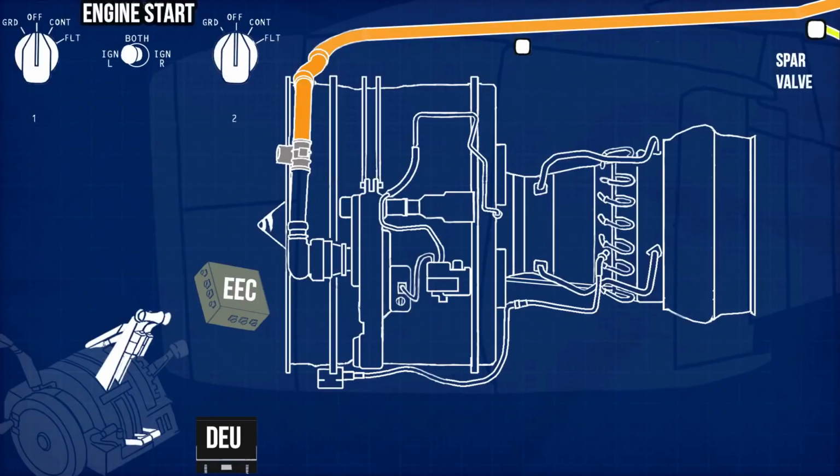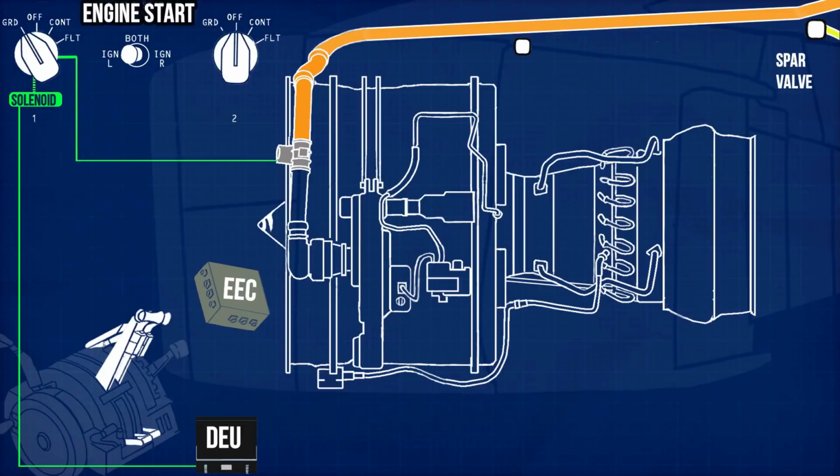Now that the engine is configured for start, turn the engine start switch to ground start position. A solenoid, controlled by the display electronics unit, latches and holds the switch. The start switch now sends an electrical signal to the start valve on the engine fan case to open. The pneumatic power reaches the starter.